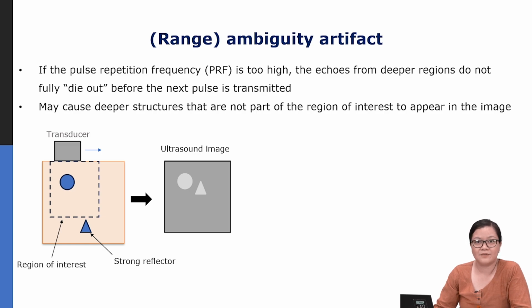If your pulse repetition frequency is too high, the echoes from the deeper regions do not fully die out before the next pulse is transmitted. So if you have a strong reflector right here, due to the high pulse repetition frequency, an echo is sent, but this echo from the strong reflector doesn't die out, so it interacts with the next pulse, and that can cause an ambiguity artifact, as you can see here. It may cause deeper structures that are not part of the actual region of interest to appear in your ultrasound image.